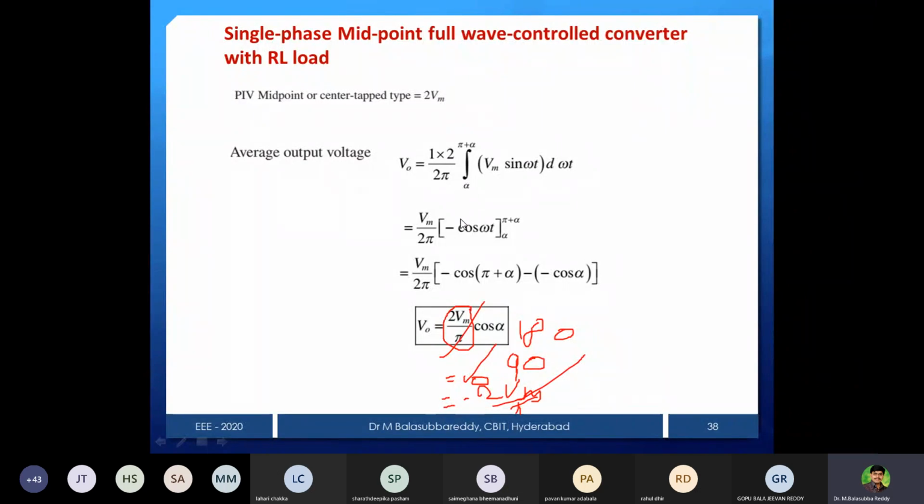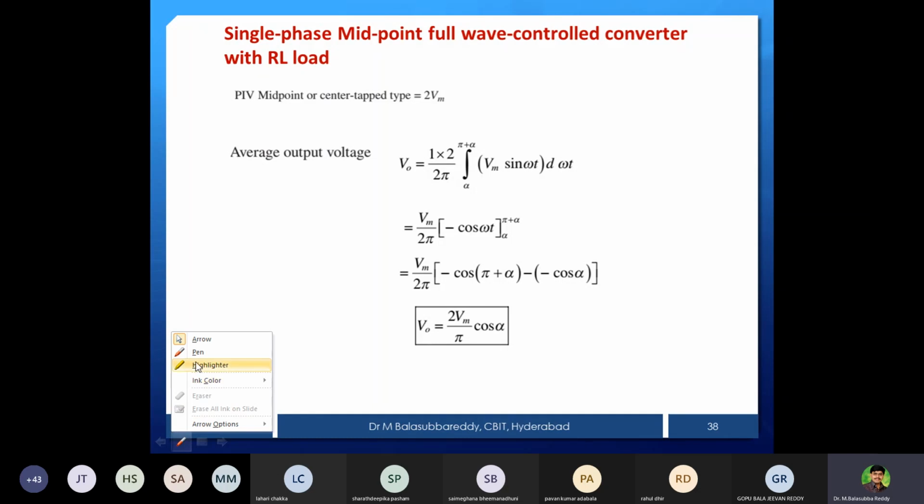So these are the expressions you must remember. In the problems also, we need to solve only by direct formula substitution. They may ask, what is the average output voltage, if alpha is equal to 35 degrees and the input supply voltage is 220 volts, 50 Hz? Then how will you solve it?